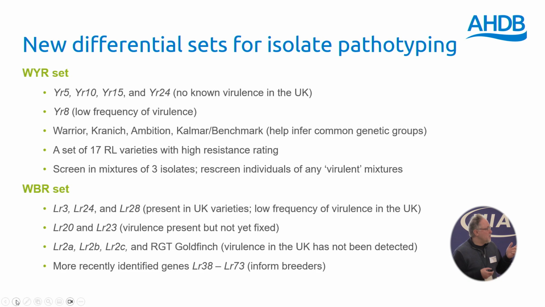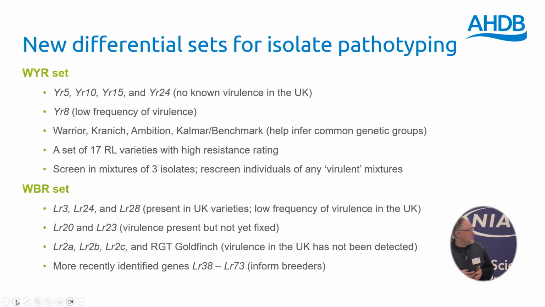For the wheat brown rust isolates, again, we will include the 3 genes mentioned on the top row, because we know that they're present in UK varieties, but the frequency of virulence remains very low. We would like to see whether this will change in the future or not. Lr20 and Lr23 virulence we detect occasionally in the UKCPVS, but it's not yet fixed. So we also include lines carrying those resistance genes in the differential set.